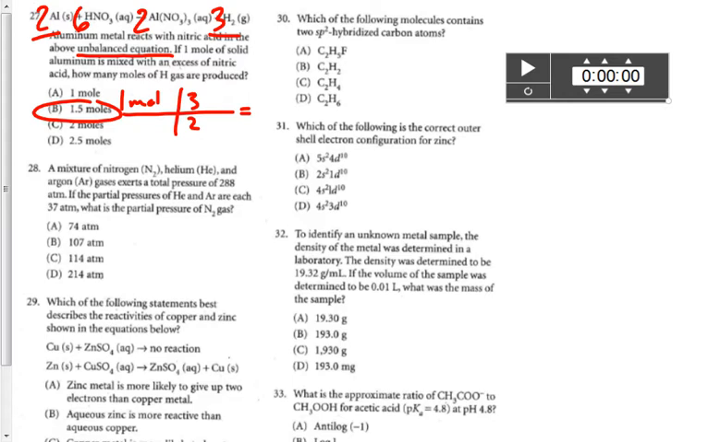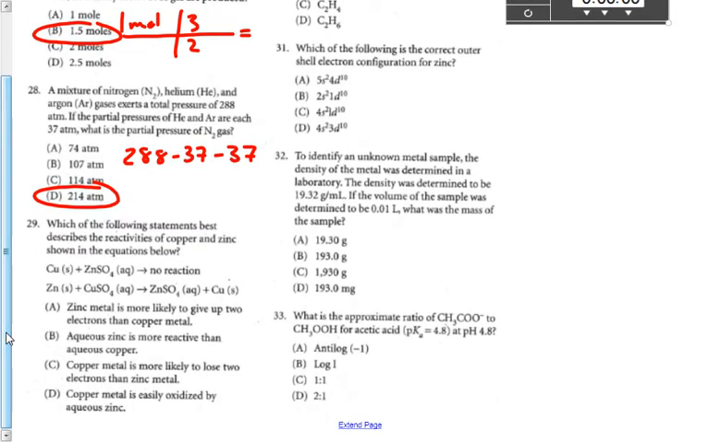28, a mixture of nitrogen, helium, and argon gases exerts a pressure of 288. If the partial pressures of helium and argon are each 37, what is the partial pressure of N2? So, mentally, I literally would write this. And you can just look. I mean, what's the closest answer to that? D? I mean, that's the closest answer. I don't need to be sitting there. Is it exactly 214? What's the next option? It's 114. It's not even close to that, right? So, again, think about that. These are not mathematical challenges for you. They're not trying to do that.